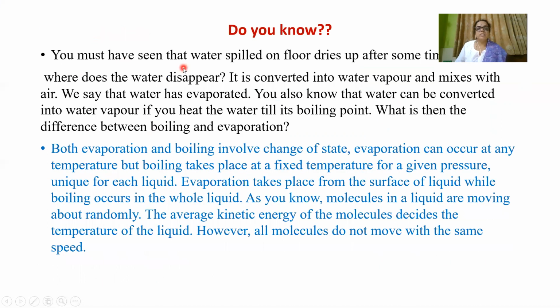You must have seen that water spilled on the floor dries up after some time. Where does the water disappear? It is converted into water vapor and mixed with air. We say that water has evaporated. You also know that water can be converted into water vapor if you heat the water till its boiling point. Then what is the difference between boiling and evaporation?